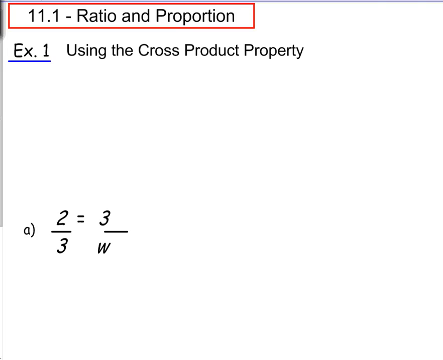This is section 11.1, ratio and proportion. Remember that you need to be taking notes throughout this lesson because you're going to be turning those in for homework. So first, let's talk about what a ratio is.